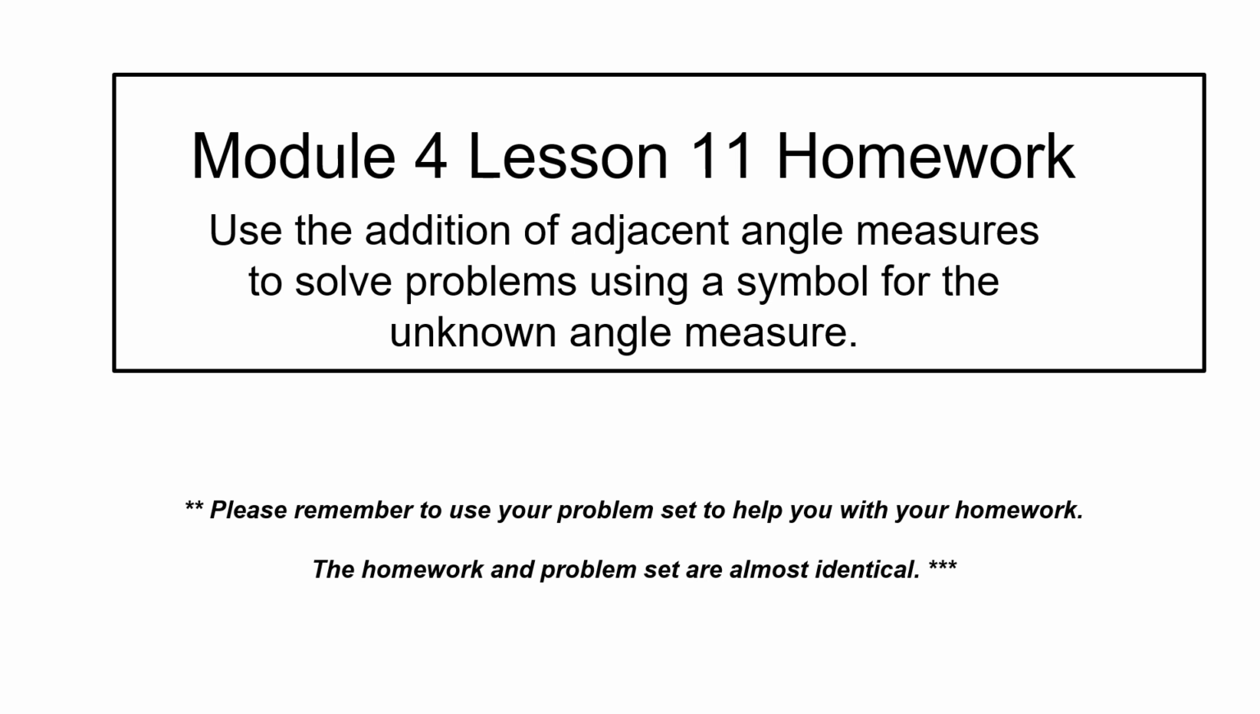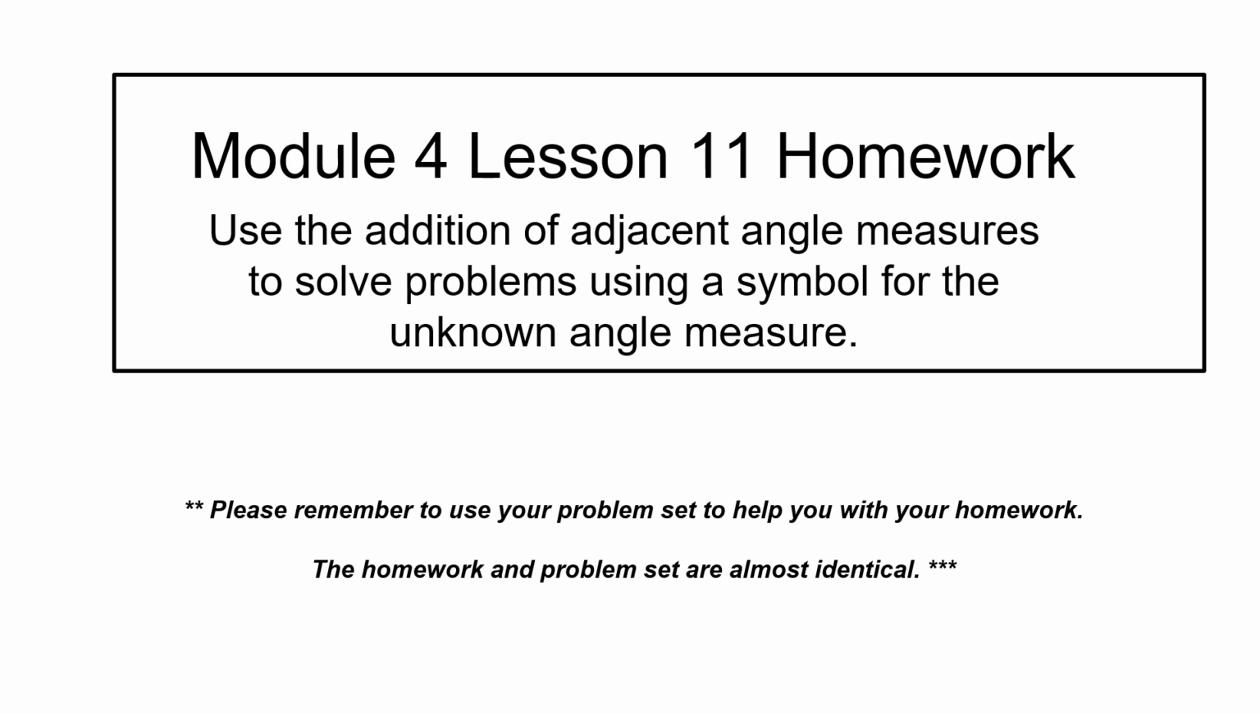Hello everyone, here we are Module 4, Lesson 11 homework, and the objective is to use the addition of adjacent angle measures to solve problems using a symbol for the unknown angle measure. And we just did that in Lesson 10, but we had 90-degree angles and 180-degree angles. I believe in this lesson we're going to have 360-degree or full circles.